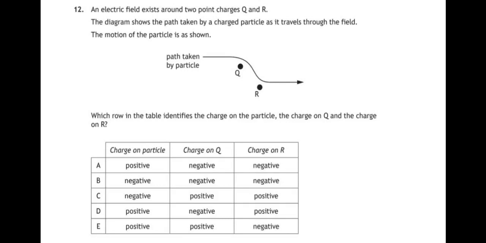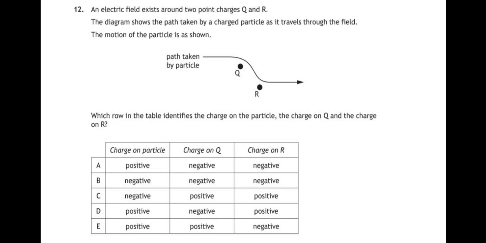Number 12. An electron exists around 2-point charges Q and R. The diagram shows the path taken by a charged particle as it travels through the field. The motion of the particle is as shown. Which row in the table identifies the charge on the particle, the charge on Q, and the charge on R?